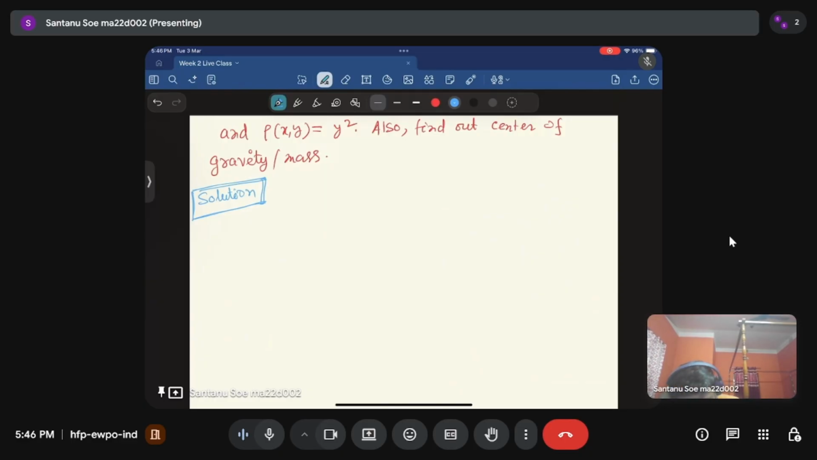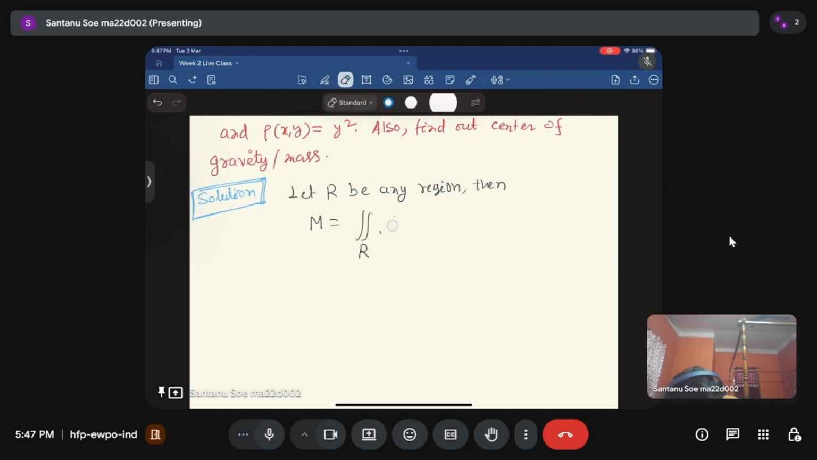Okay. So now we know that if R is any region, then the formula for finding the mass is given by m equals double integration over R of rho xy dA. Here dA is either dx dy or dy dx.